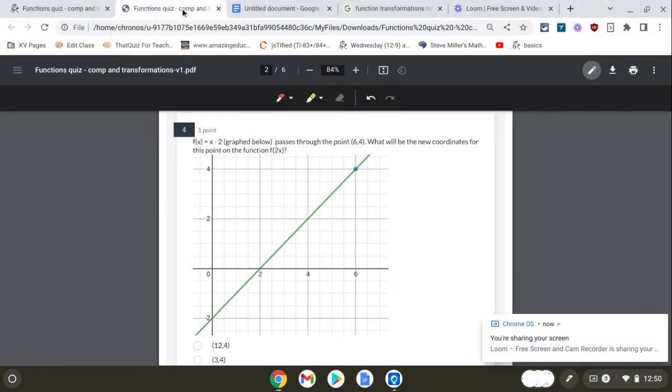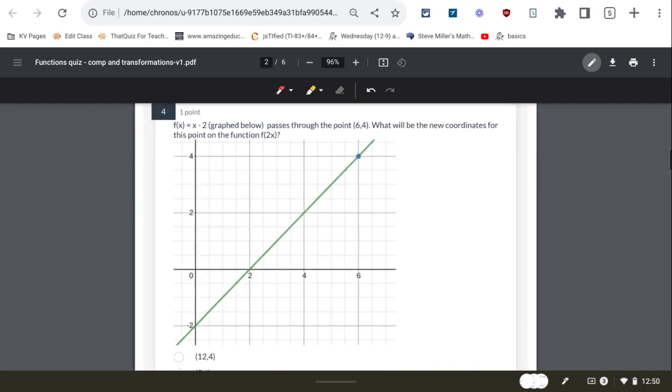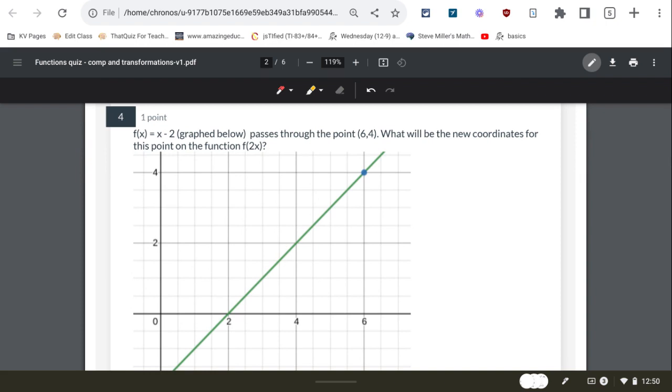All right, so for this question, you've got f of x is equal to x minus 2, and they tell us that it passes through the point 6 comma 4, labeled right there, obviously. What will be the new coordinates for f of 2x? The thing about f of 2x that you need to realize is that this is a horizontal, and if it's a 2 on the inside, which is bigger than 1, that's going to be a compression, okay? This is a horizontal compression of the function.